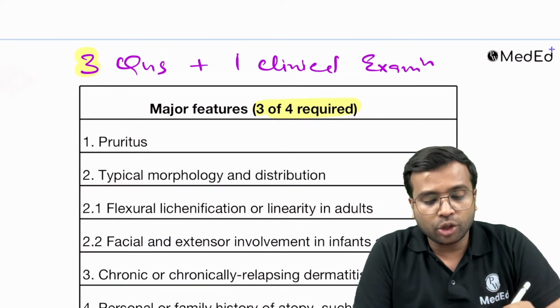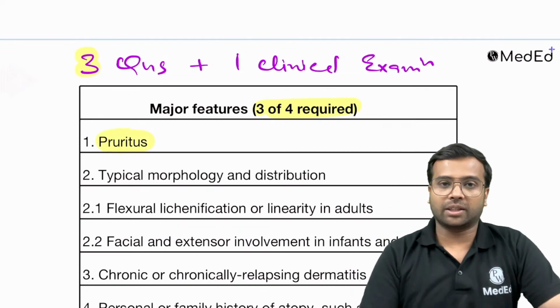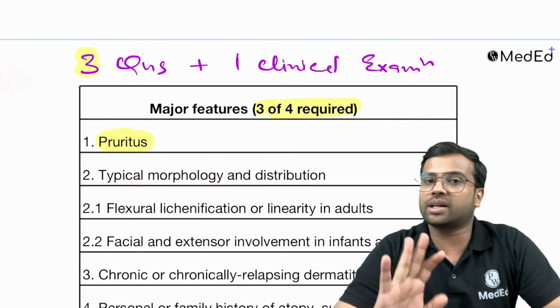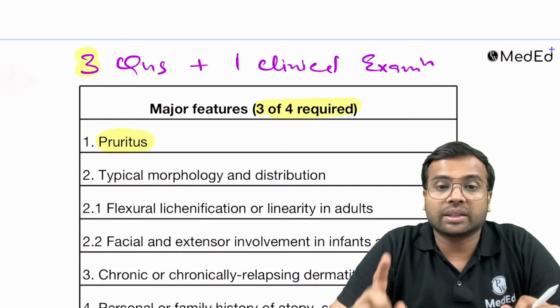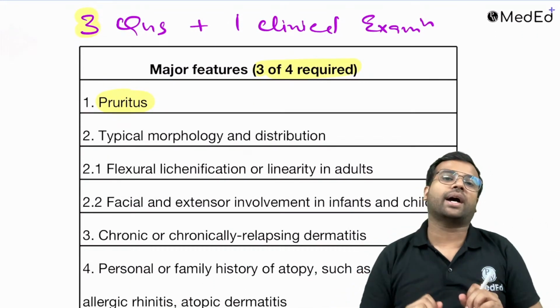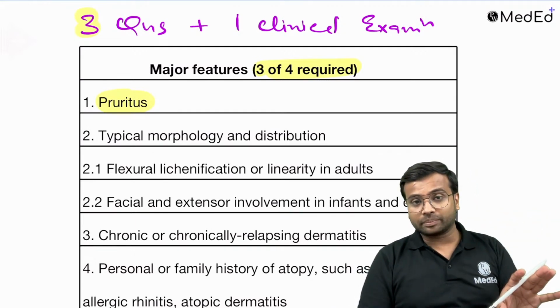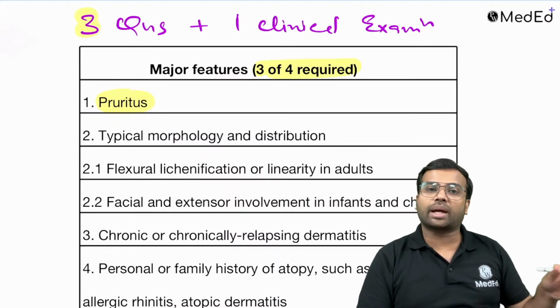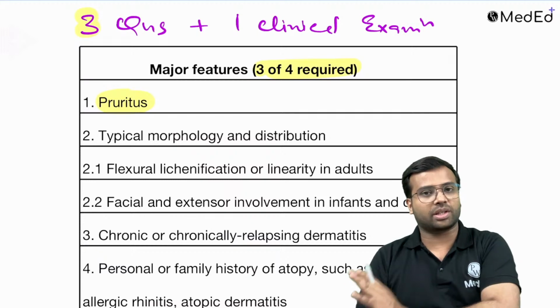First question is, do you have itchiness over the skin? That is called pruritus. The patient is obviously going to answer, yes, I'm having severe itching over my skin. It comes and goes. The second question that you'll be asking is, is this a skin problem that you've been facing since long? Or do you feel that sometimes there is a flare, sometimes there is a remission?